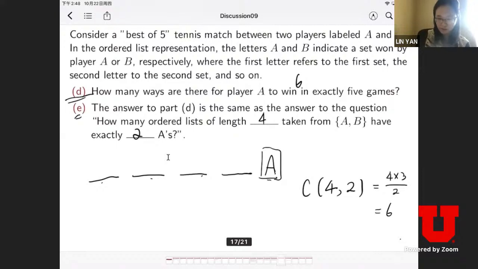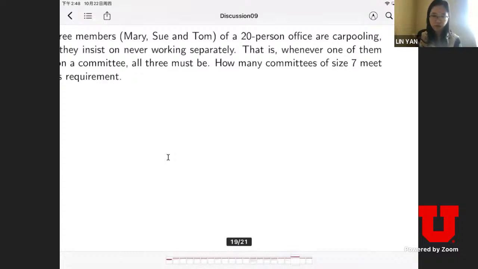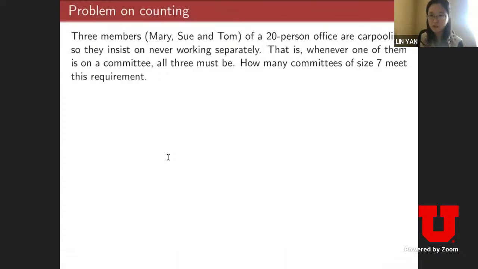Okay, let's go to the next one. So please use 2 minutes to think about it, and then we'll work on it together. And when you're done, you can type your answers in the chat window.